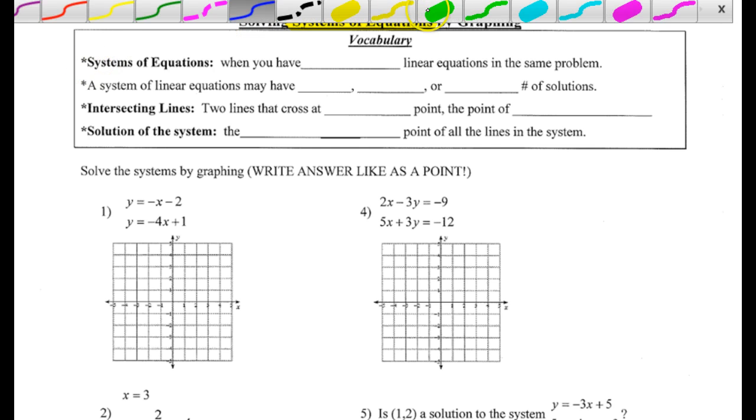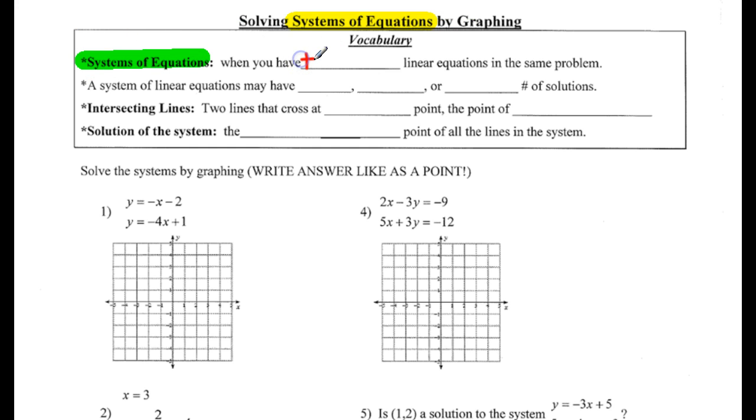A system of equations. This is when you have two linear equations. Just like the last system was two inequalities, a system is when you have two problems working together. A system of linear equations may have 1, 0, or an infinite number of solutions. Alright, we'll talk more about that in the next video. Mostly they have one solution, but there's some weird times when they have 0 or infinite. Okay? Just some vocab to be familiar with.